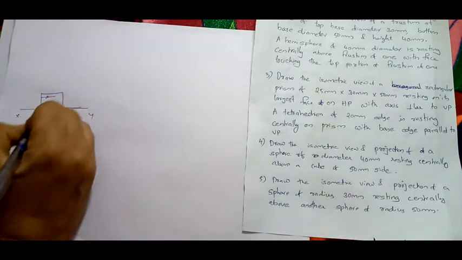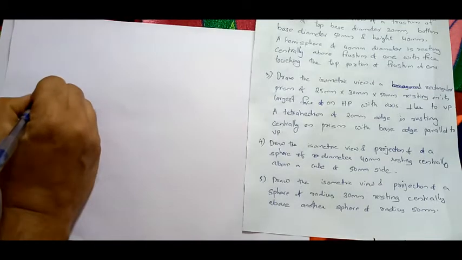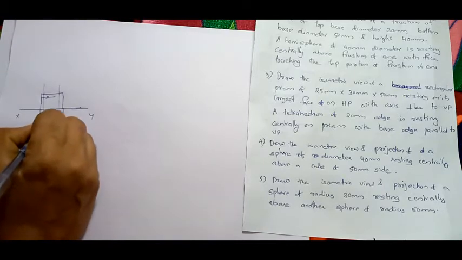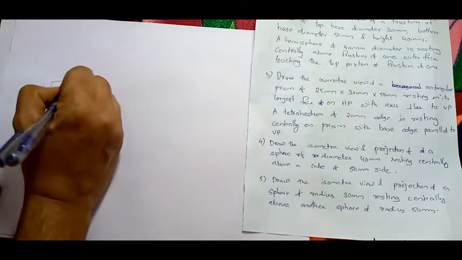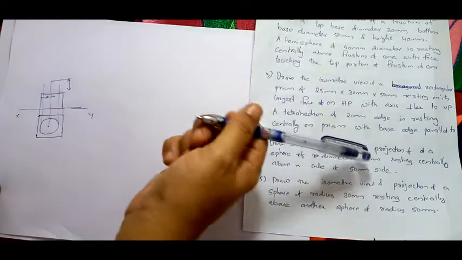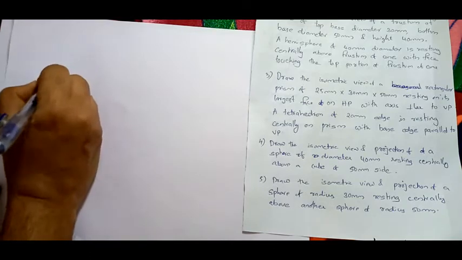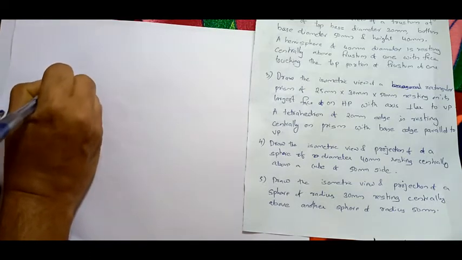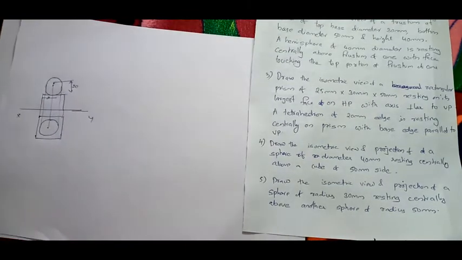So from here project upwards. This center, in the front view, project this center. Take 25 mm. Sorry, not 25, it's 40 mm diameter, right? So take 20 mm with this as center and draw the circle. So the front view and top view of the circle are obtained.